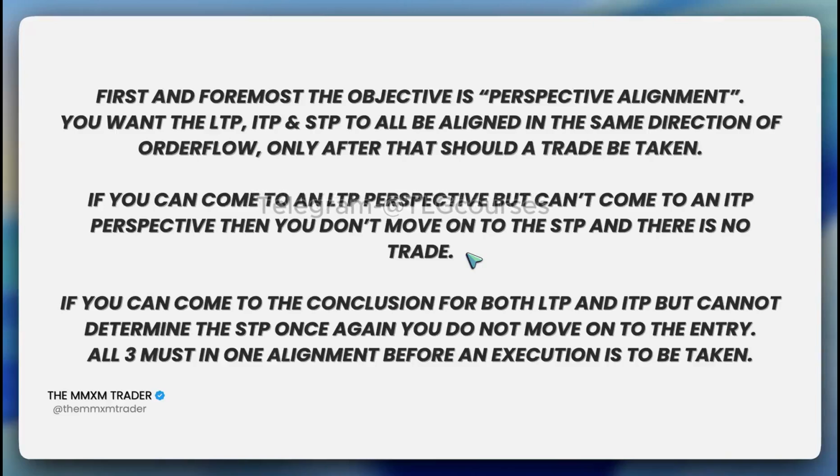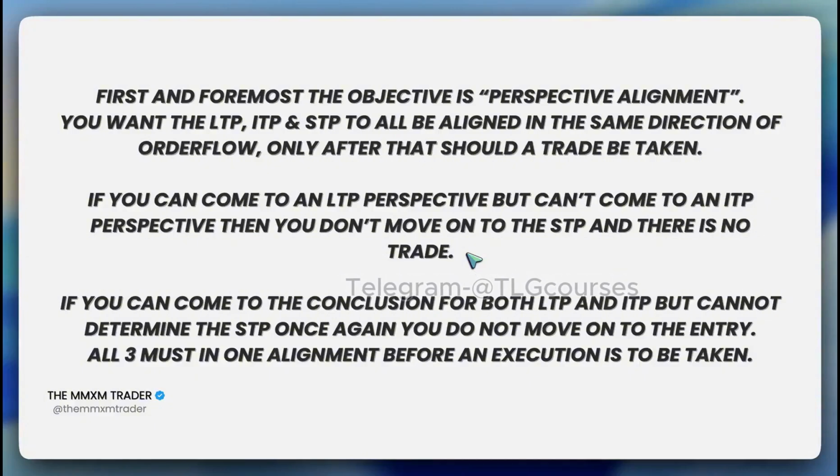If you can come to an LTP perspective, but you can't come to an ITP perspective, then you don't move to the STP and there is no trade, right? So if you're bullish clearly on an LTP, but on the ITP, you're not there yet, you're not bullish yet, there's no trade, okay? You don't move on to the STP looking for a trade. You wait to align the ITP and the LTP, right?